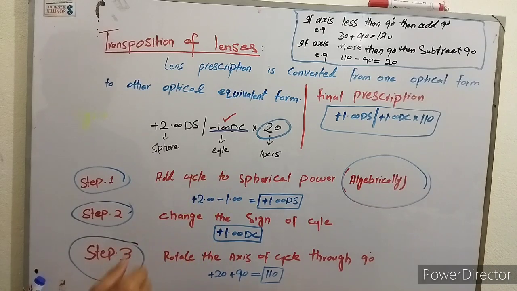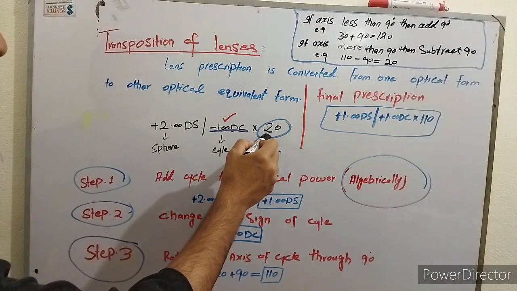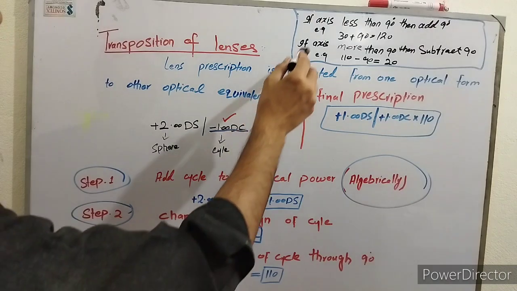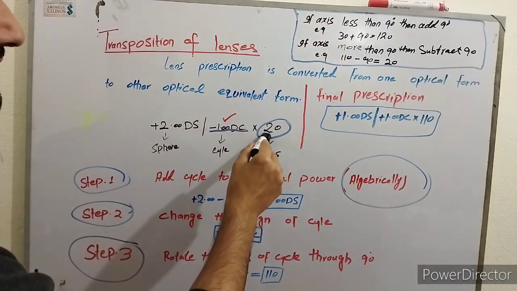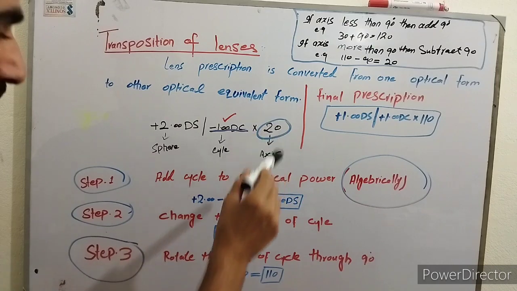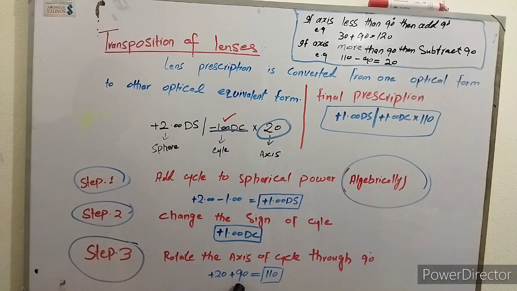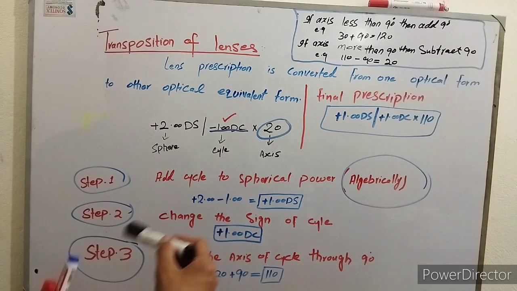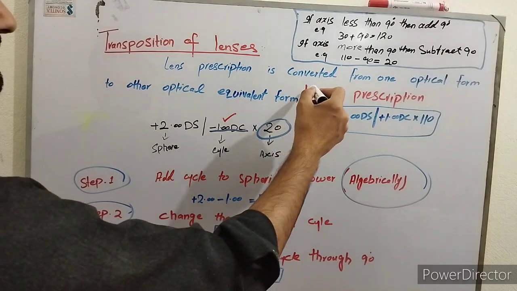But we are coming to our prescription. Here our axis is 20 degree, so it's less than 90 degree. We will add 90 degree to 20. Here 20 plus 90 degree is equal to 110. We have completed our 3 steps. Now what will be our final prescription?